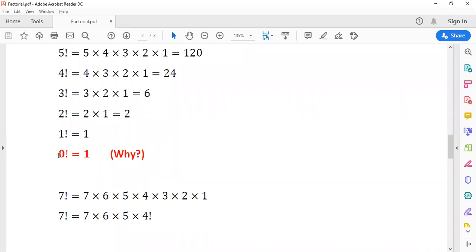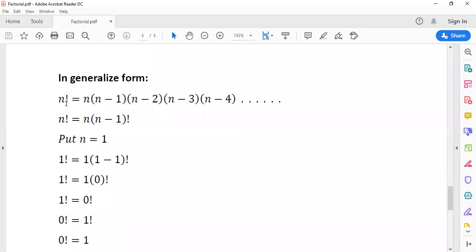Now we are going to discuss 0 factorial equal to 1 and its reason. We can write n factorial equal to n into n minus 1 into n minus 2 into n minus 3 into n minus 4 and so on. If we want to stop at n minus 1, we put factorial here. That is n factorial equal to n into (n minus 1) factorial, as we learned before.